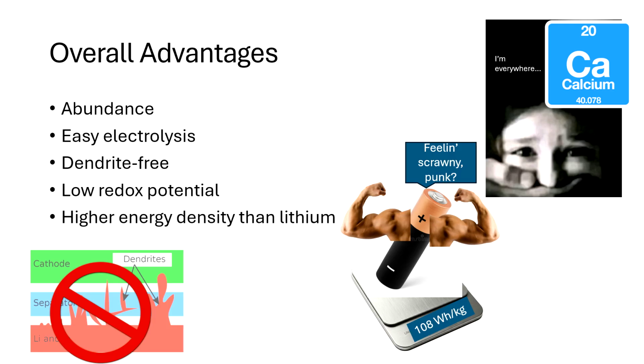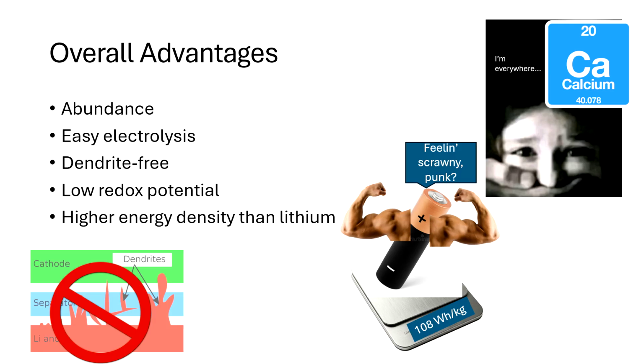So this is usually represented by a number, and calcium notably has a redox potential number of negative 0.84. This is compared to lithium's negative 3.07. So what this means is that lithium is actually slightly less likely to oxidize compared to calcium, but this performance hit outweighs all of its other advantages.